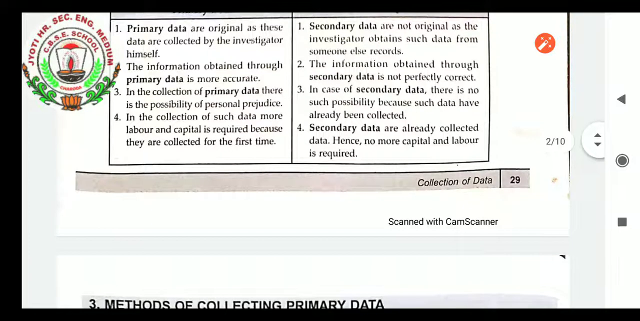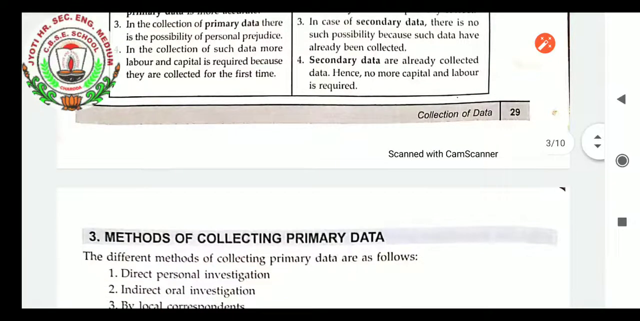When we come to the collection of primary data, more labor and capital are required because the data are collected for the first time. Whereas with secondary data, there is less capital, because we are taking it from someone else. There is no need for much capital and labor.